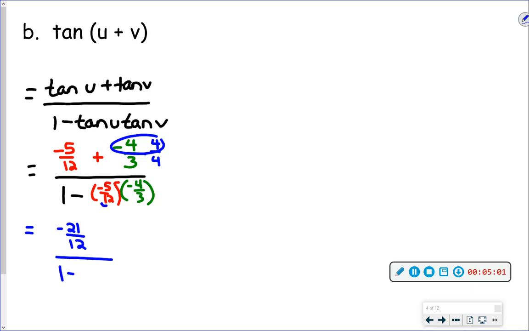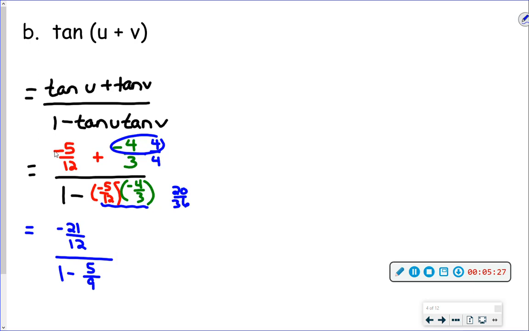Now, I'm going to multiply these two fractions, of course, before I subtract. -5 times -4 would be 20, and 3 times 12, 36. So you have 20 over 36. Now, let's go ahead and reduce that, of course. At the very least, 2 would go into each of them. Obviously, 4 goes into each of them. 4 goes into 20 5 times, and 4 goes into 36 9 times.